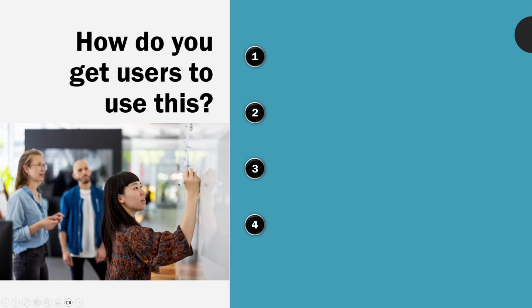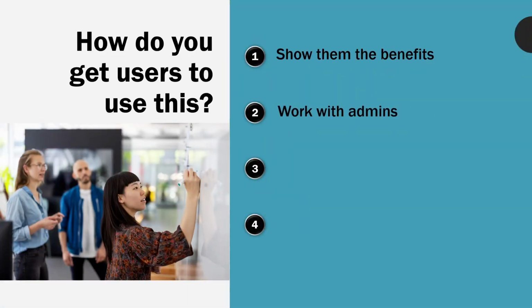And the first step is to show them the benefits of this, to show them what you can do with this, how this can make their job easier. If their job's going to be easier, then more than likely they're going to be on board with this. So then they should be working with the admins, whether that's you or somebody else, to get access to this term store, to talk about what they need from this term store and how they plan on using this term store to categorize their data.